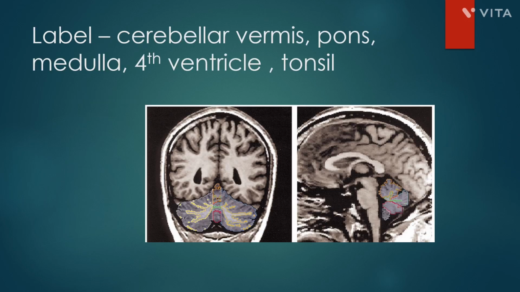Now, another question to label the cerebellar vermis, pons, medulla, and all. So this is your pons. This is medulla. This is cerebellar vermis. This is the cerebellar tonsil. And this here is your fourth ventricle.